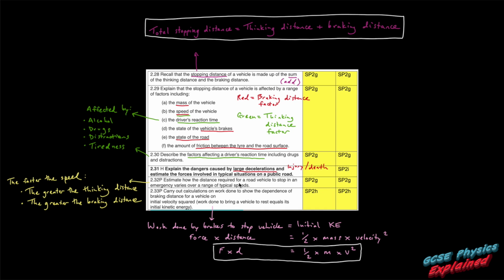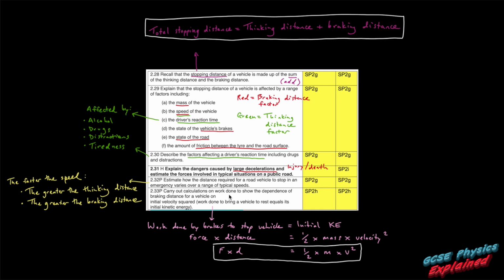Estimate how the distance required for a road vehicle to stop in an emergency varies over a range of typical speeds. Well, basically, the faster the speed, the greater the thinking distance and the greater the braking distance. So I'm not giving you any particular values, I'm just giving you the common sense approach.